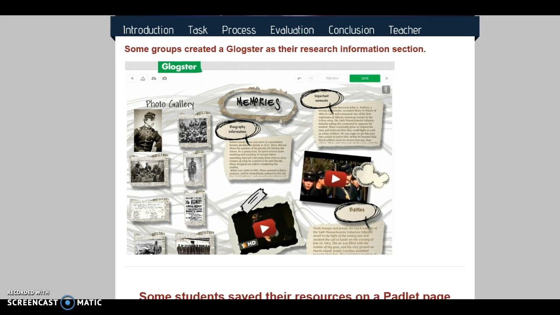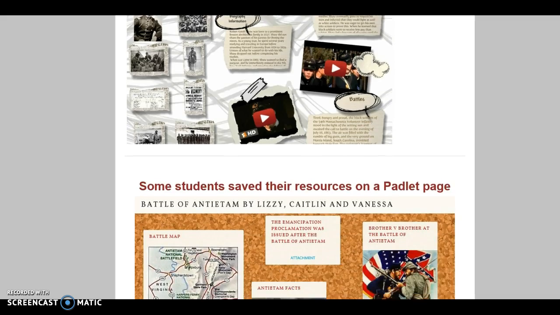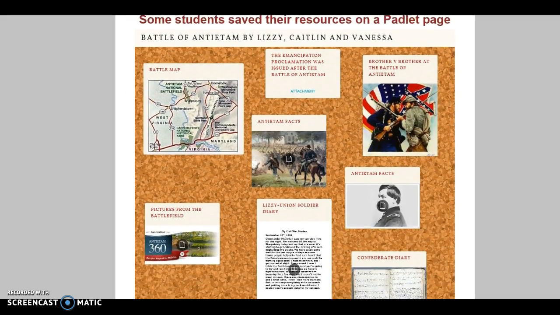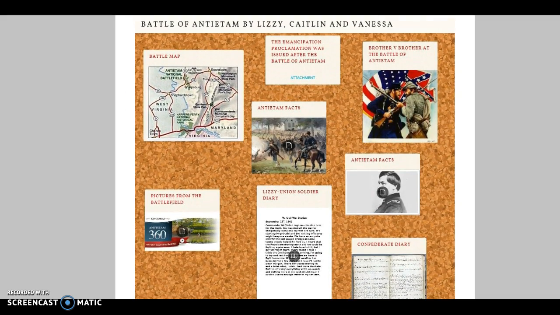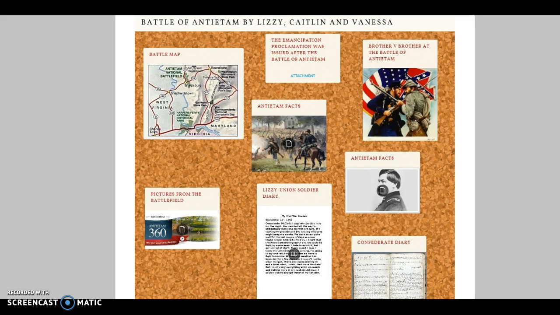So you see a Glogster right here. This is one of the Padlets that they used. That's obviously not quite finished yet. I see Lizzie put her diary on there.